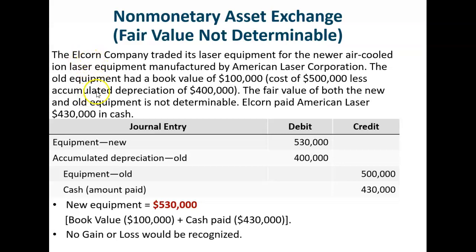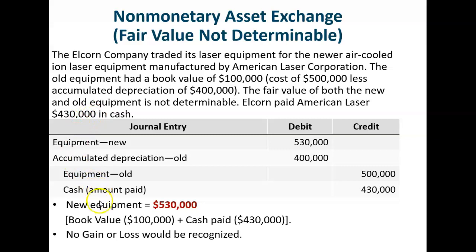Basically the same facts with minor changes. The Elkhorn Company traded in its old laser equipment for new laser equipment. The old equipment had a book value of $100,000, $500,000 of cost less accumulated depreciation of $400,000. The fair value of the new asset and the old asset cannot be determined. Elkhorn paid American Laser $430,000 in cash.